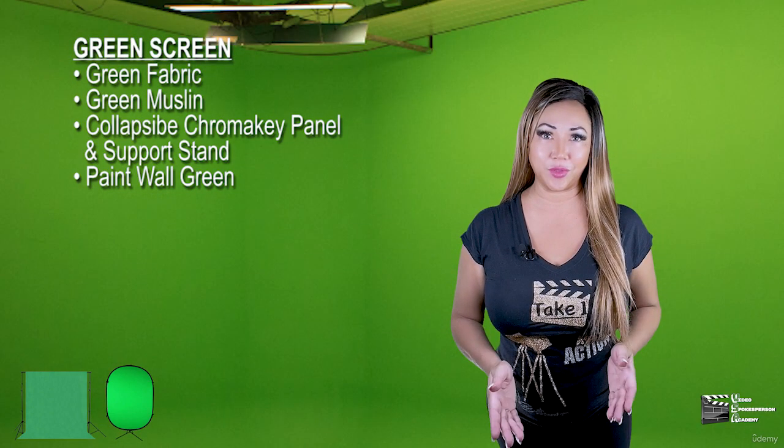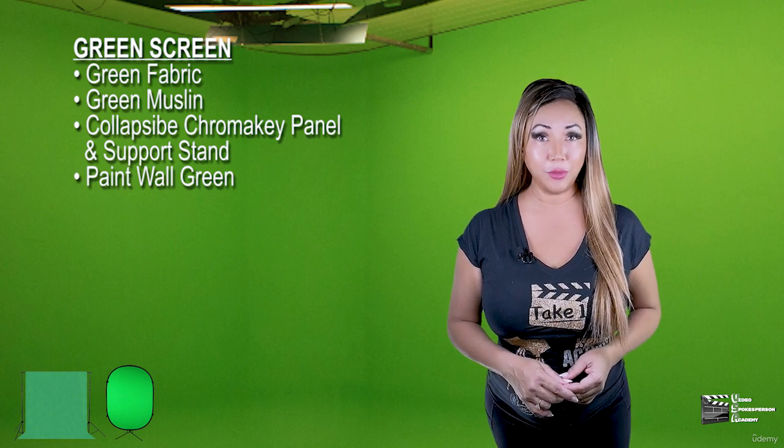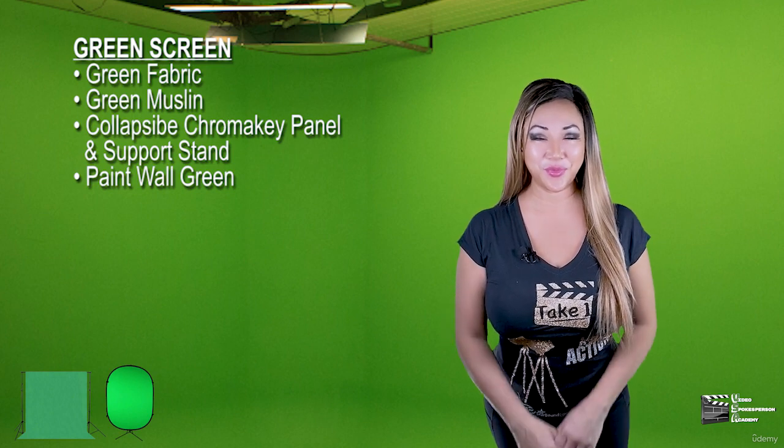The other option is to paint your wall the perfect green for keying, but that probably isn't ideal for most of us. If you run an actual studio, then that option would likely be something to consider.